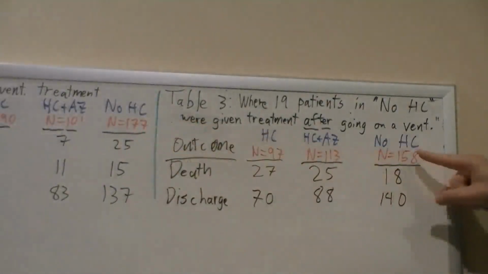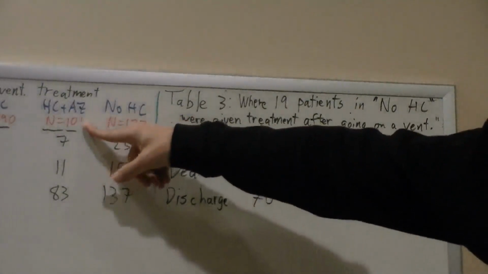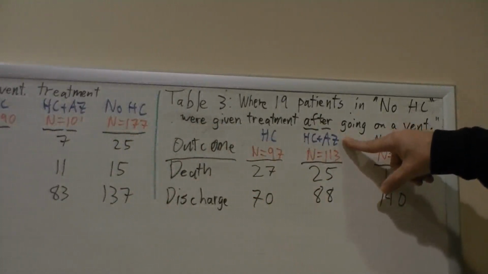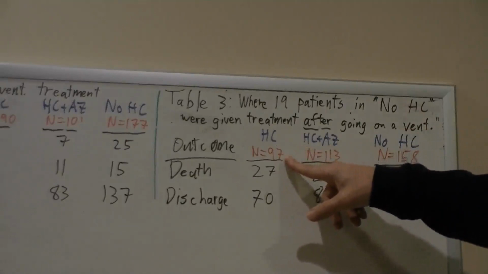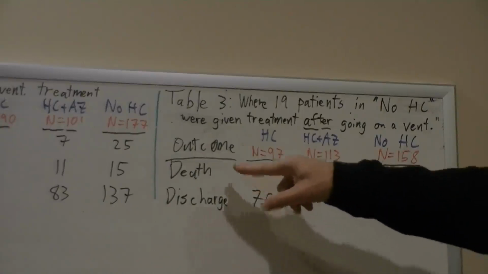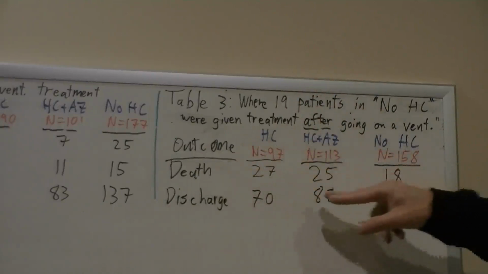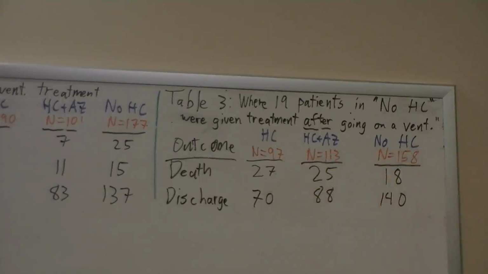Okay, so there were initially 177 patients in the no HC group, and that number went down to 158. Likewise for the HC+AZ, it was 101, and that one went up to 113 because 12 patients were placed in that group. In other words, they were given this drug combination after going on a vent. Likewise for the HC group, the number went up by 7, 90 to 97. So this is just what's reported, and in that outcome, the way it's labeled here, we can eliminate the vent line. The authors eliminated the vent line and listed it just in terms of death and discharge. So if you add these 2 numbers up, they come up to 97, and likewise for each of these 2 over here.